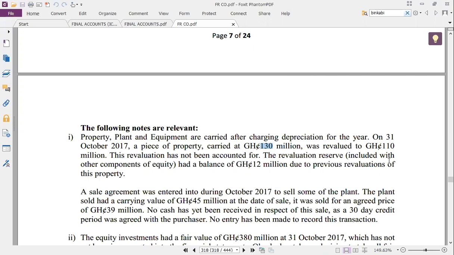20 million. What is the accounting treatment? The revaluation loss enters the P&L as operating expenses, except for the previous gain. Let's do something. The revaluation reserve included with the other components of equity had a balance of 12 million due to the previous revaluation of this property.